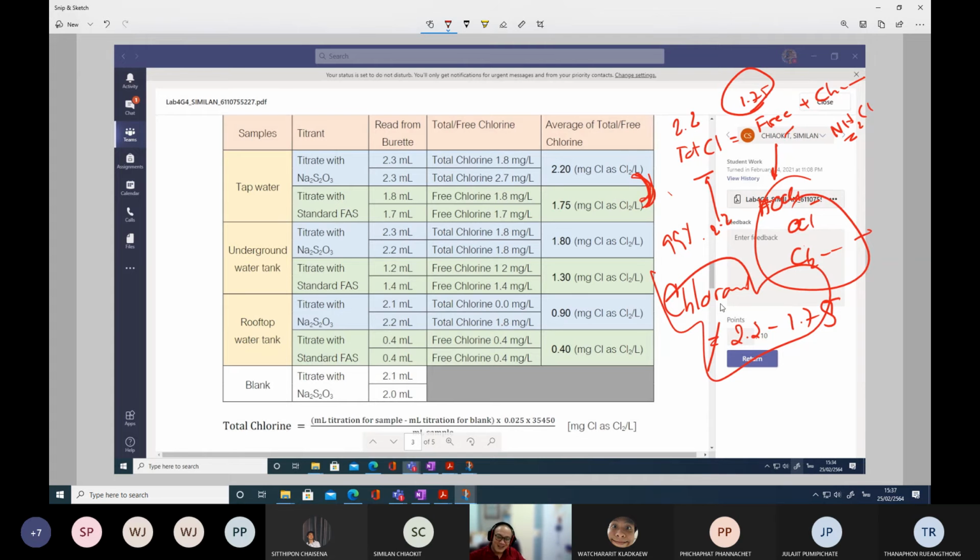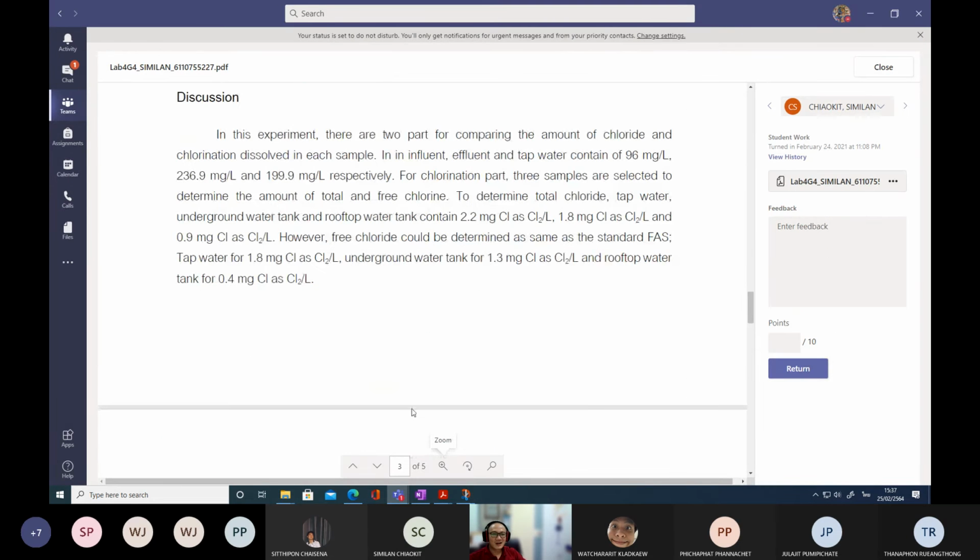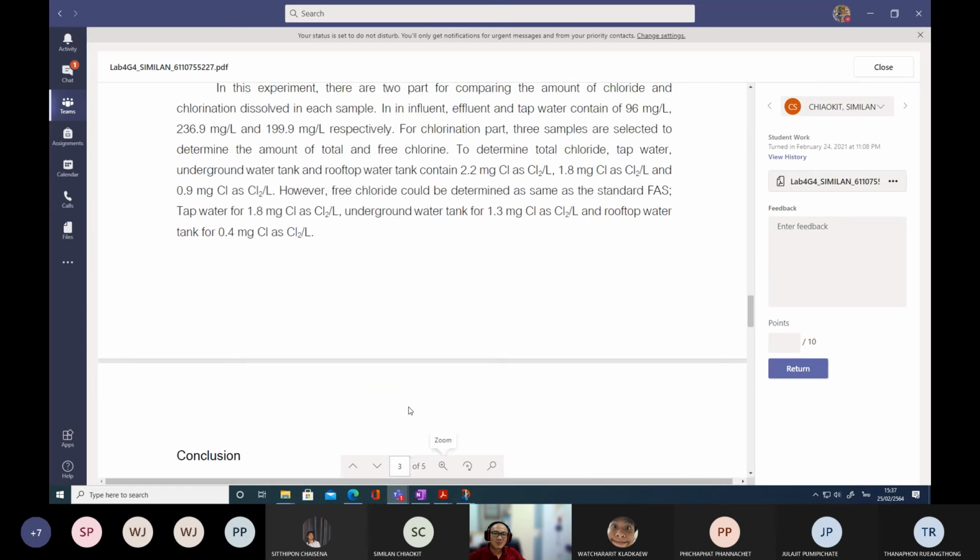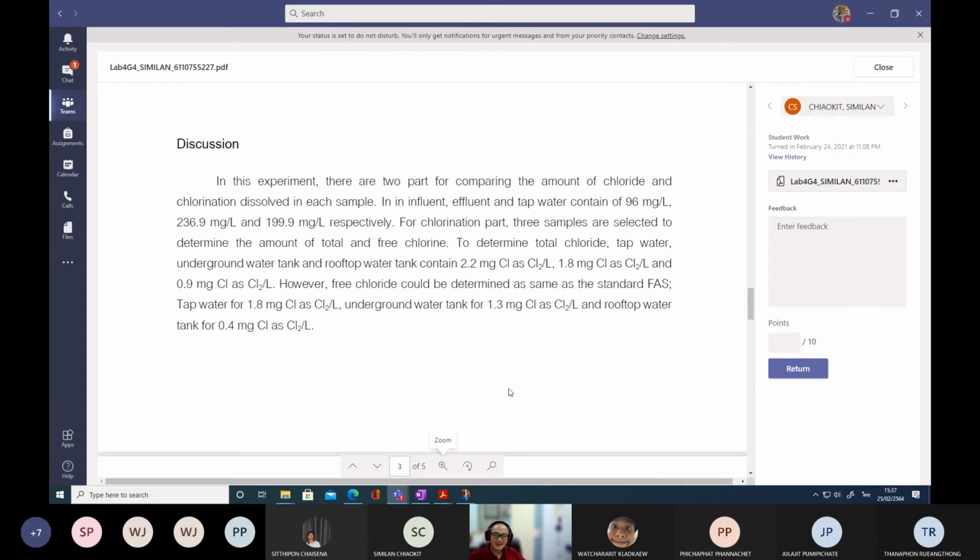So this is not meaningful to confirm the results by discussing it like this. You just compare with the specification, that is good enough in case of the free chlorine and the total chlorine. Okay. So at the end, what are the discussion points you come up with? These are just the results explanation. So be careful, results explanations and discussions are totally different.